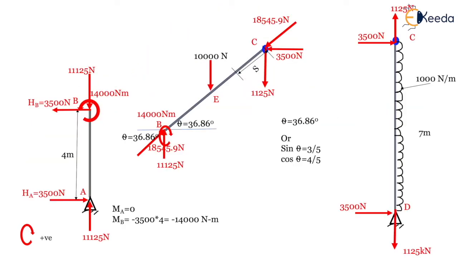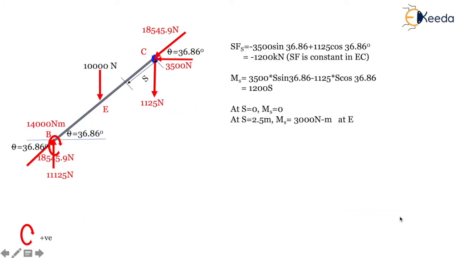Now coming to the slanting member. Anyway, this last member is comparatively simple. Here we can see the horizontal forces acting, and there is a UDL, and again this axial force will be 1125 over here. So coming to the slanting member, let's calculate the shear force for this particular member. To calculate shear force, we have to see that there are two parts to this member: there is a part EC and there is a part EB. Let us start with the shear force for this.